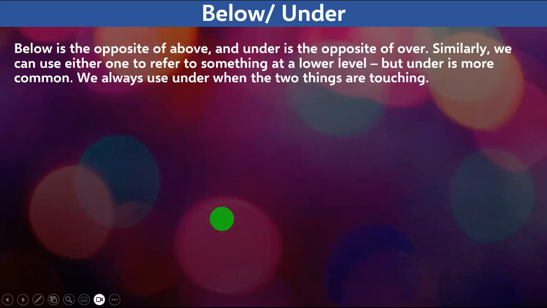Let's now understand below and under. Now below is the opposite of above and under is the opposite of over. Similarly, we can use either one to refer to something at a lower level. But under is more common. We always use under when two things are touching. Okay, please remember that we always use under when two things are touching.